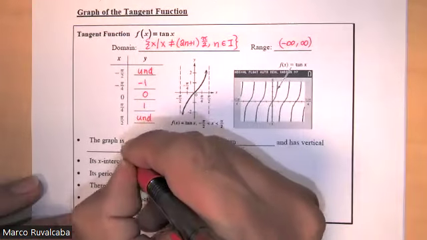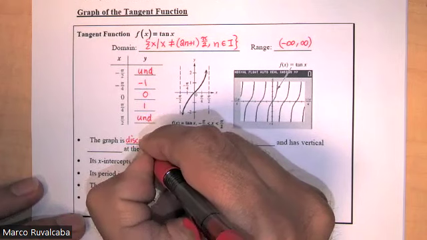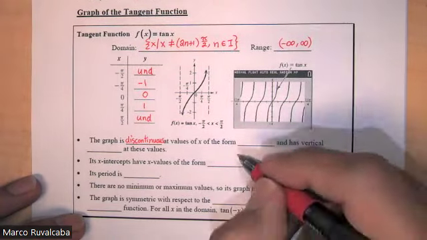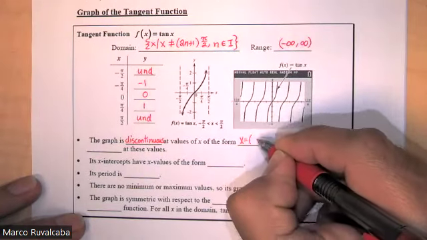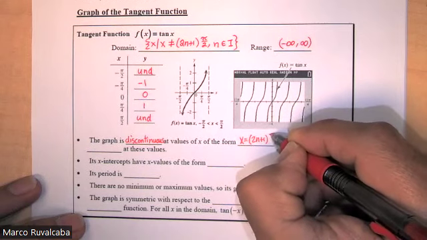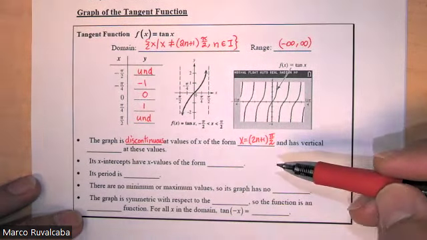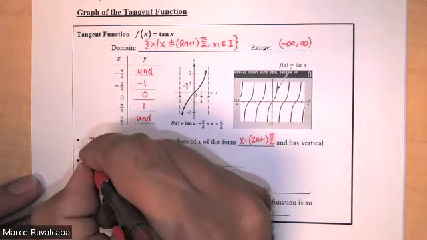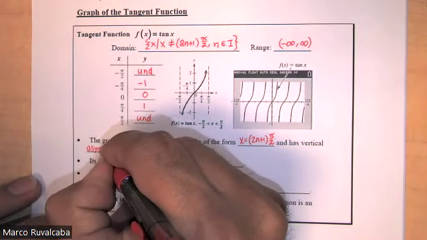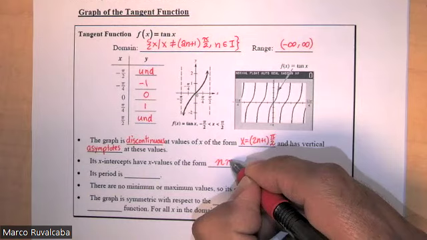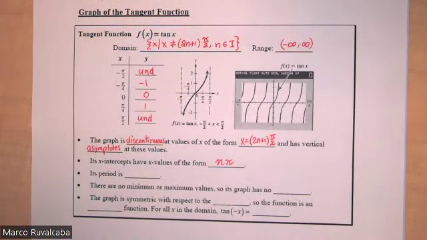This graph is discontinuous at values of x of the form x equals (2n plus 1) times pi halves, where n is an integer. At every one of those discontinuities, we have vertical asymptotes, so it's very important that we know where the asymptotes are. The x-intercepts are where it crosses the x-axis, and for these, they cross at every integer multiple of pi, so n times pi, where n is an integer.